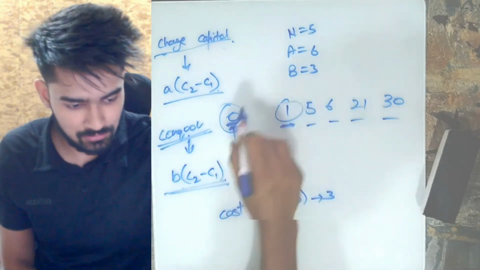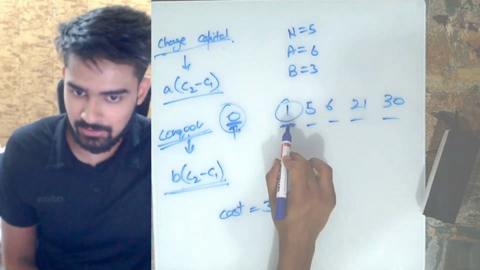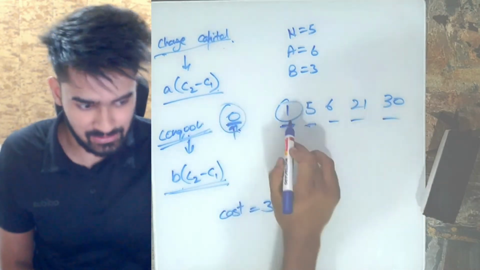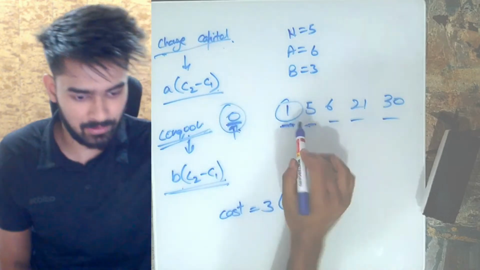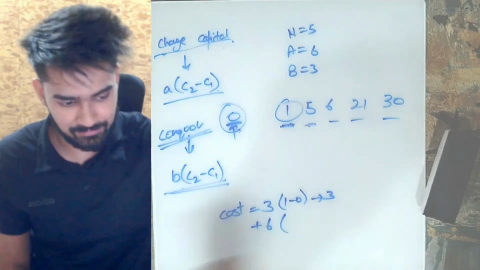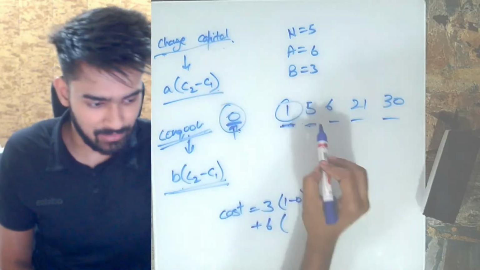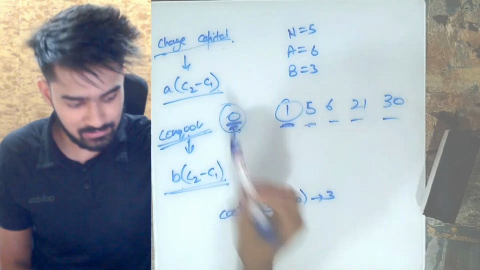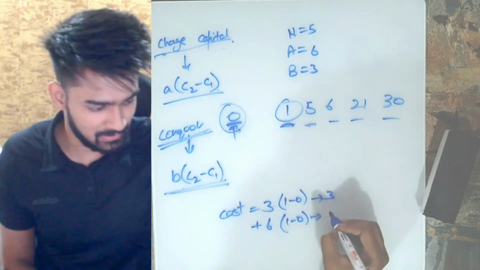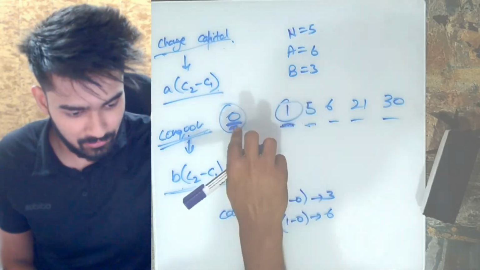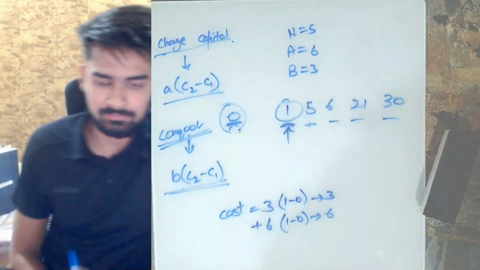Now you can either change the capital first, or you can conquer 5. Let's say we change the capital. If we change the capital, our cost will be plus a times c2 minus c1. A is 6. My c2 at the moment is 1, c1 is 0. So 1 minus 0, which is again 6. Now our capital is at this index.